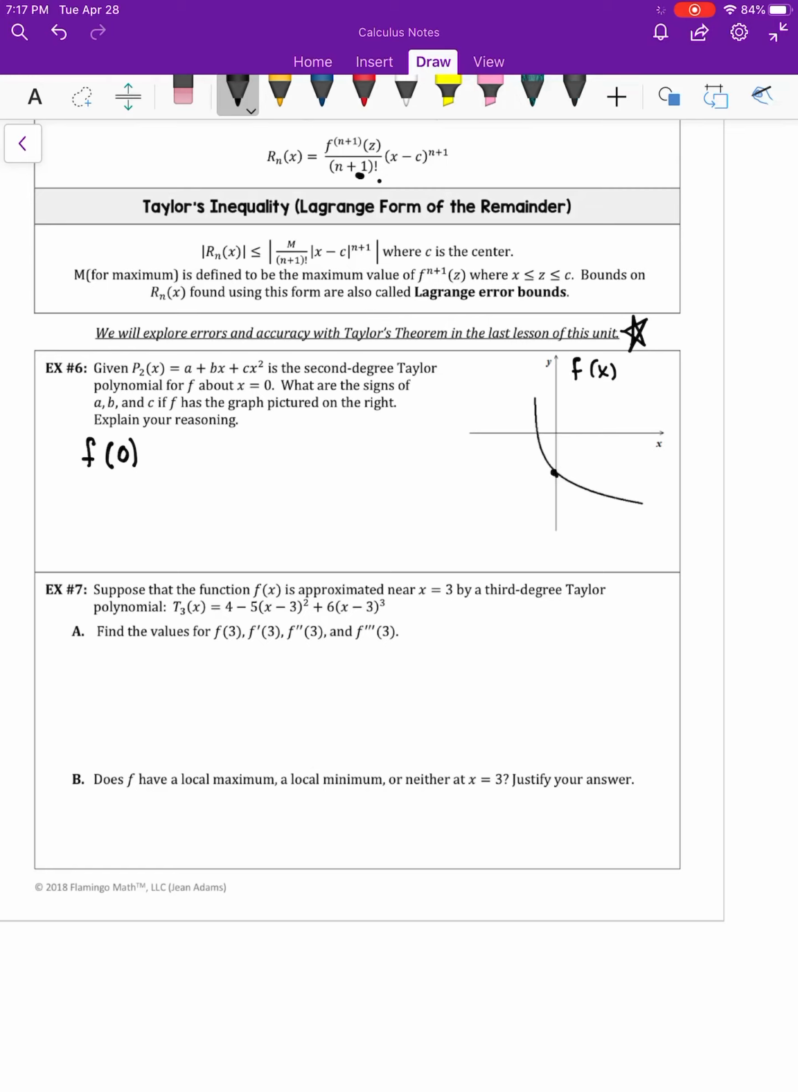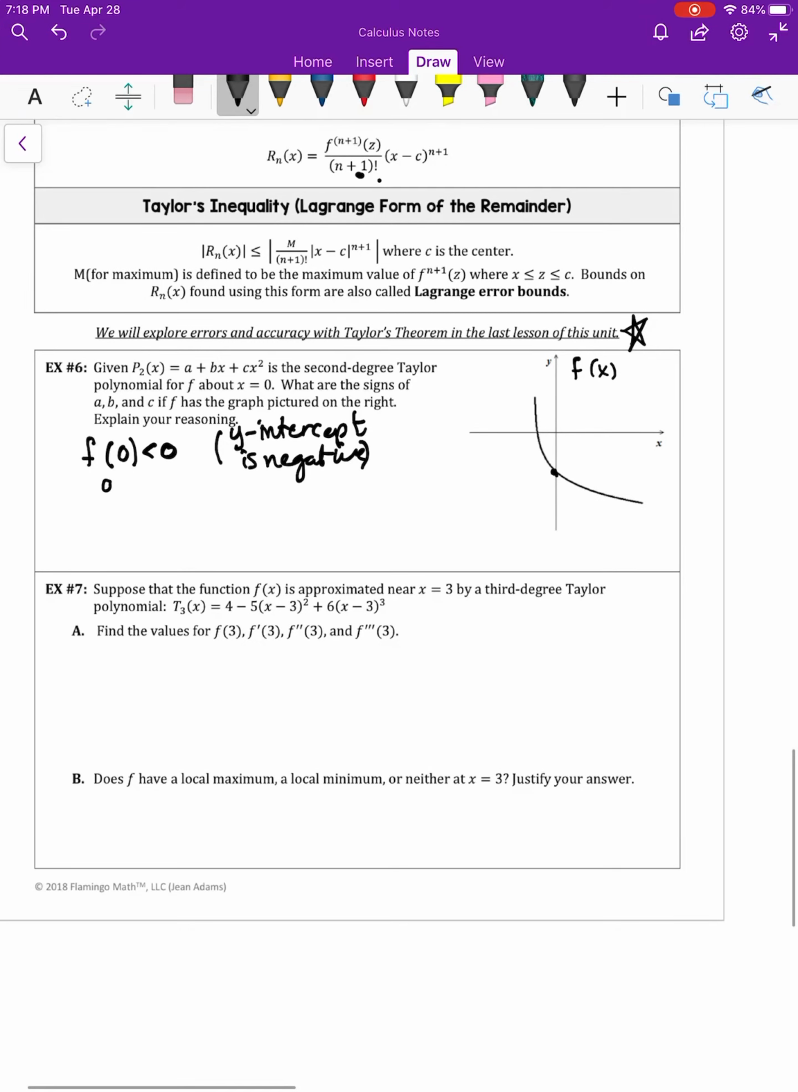And look at what's happening at f of 0. F of 0, it's down here in the negative. So it's below the x-axis. So I know that f of 0 is less than 0. And why? Because that is my y-intercept. And I just wanted to notice that my y-intercept is negative. That means my y-intercept lies below the x-axis. So why does that matter? Well, that's our a. That's our f of 0. So now we know, therefore, a is less than 0.